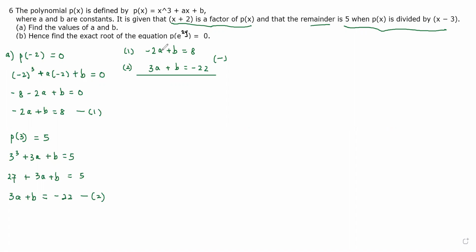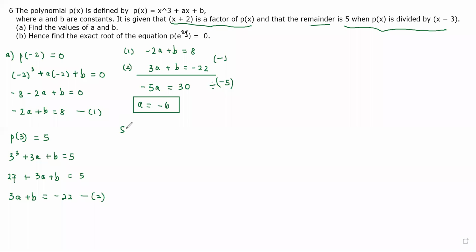Then we have negative 2a minus 3a, that is negative 5a. 8 minus negative 22, that is 30. Now we divide throughout by negative 5, so that a is 30 divided by negative 5, which is negative 6. That will give us the value of a.